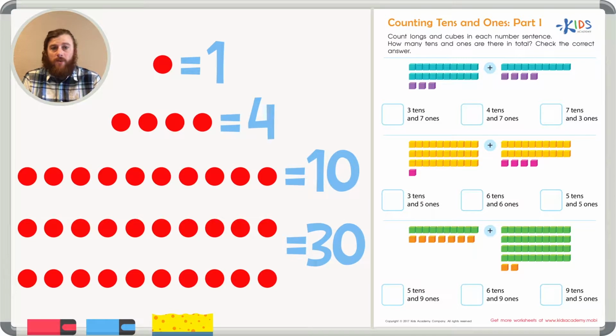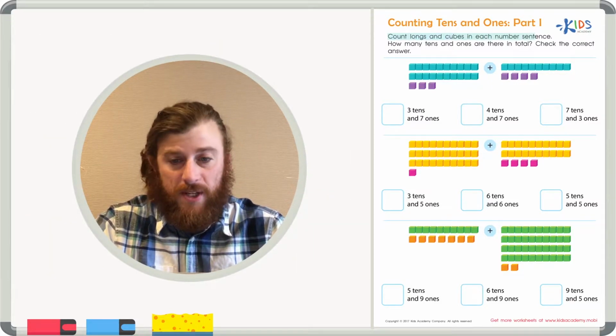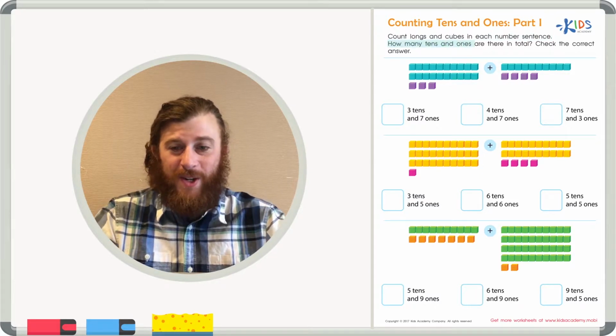We can count by tens when we're adding these up. 10, 20, 30. Let's use this information to help us complete the worksheet. Let's read the directions and get started right away. Count longs and cubes in each number sentence. How many tens and ones are there in total?